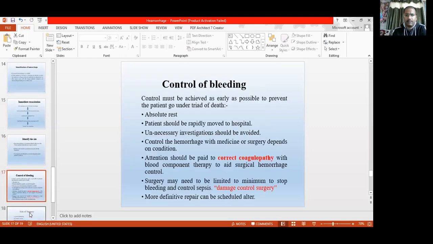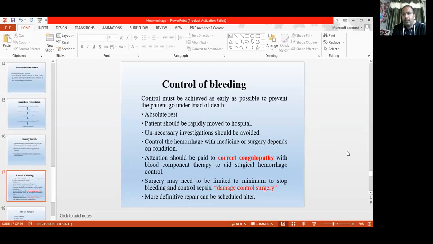Then the final and last step is to control the bleeding. I already told you that controlling the bleeding is the only thing which can save the life of the patient. If the patient is losing blood, control of that bleeding is the only thing which can save your patient. If you do not stop that hemorrhage in time, then your patient lands in the triad of death, and then it is very difficult to save the life of the patient.